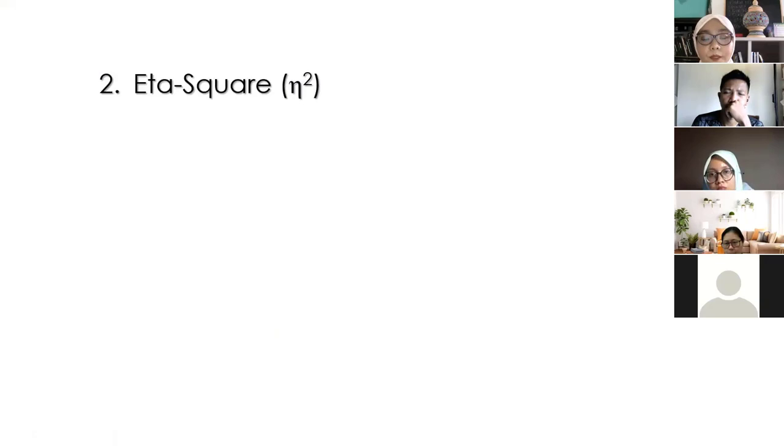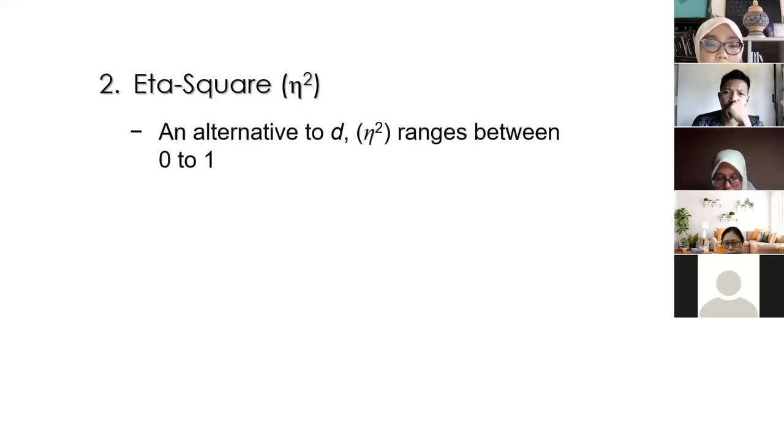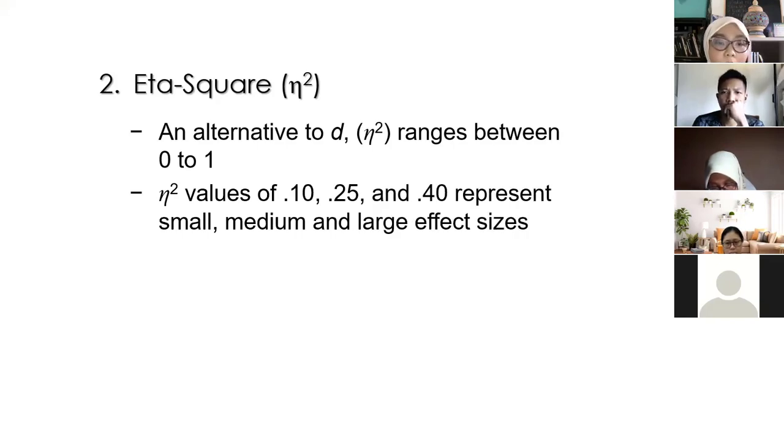Another option for the paired sample that you can report as the effect size is eta squared. So eta squared is an alternative to D. Eta squared ranges between 0 to 1. For D, the value ranges from negative infinity to positive infinity. But for eta squared, the value ranges between 0 to 1 only. So an eta squared value of 0.1, 0.25 and 0.4 represent small, medium and large effect size.